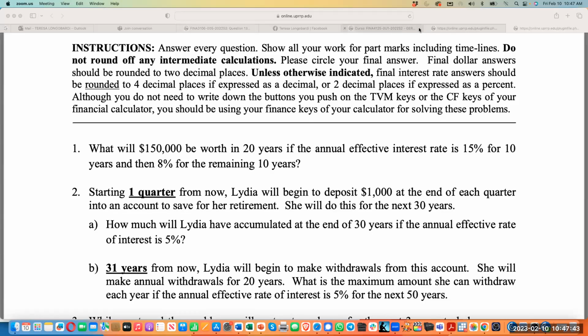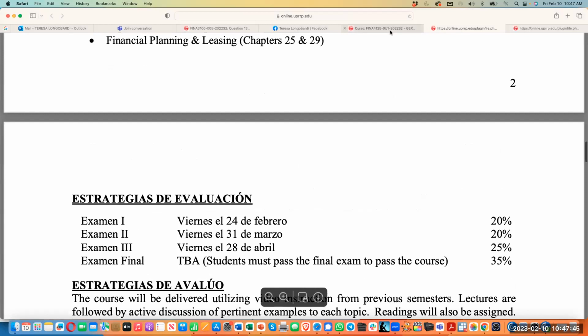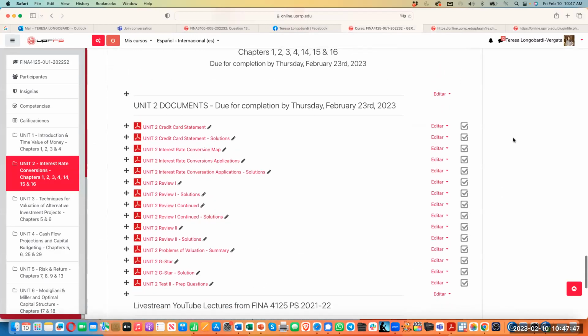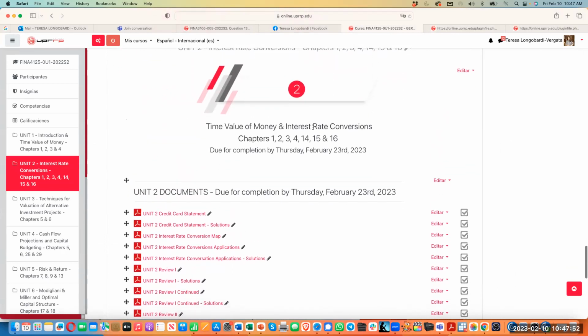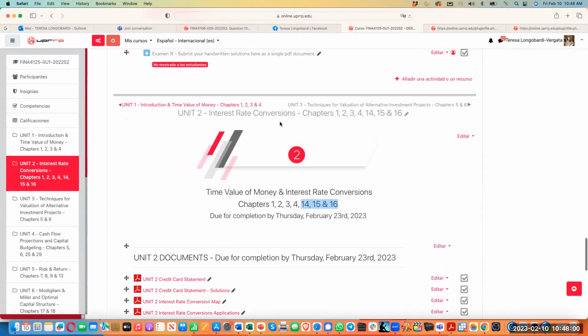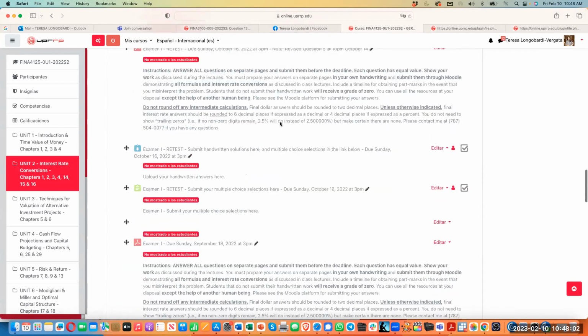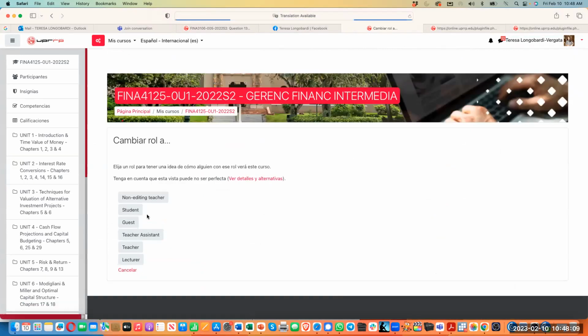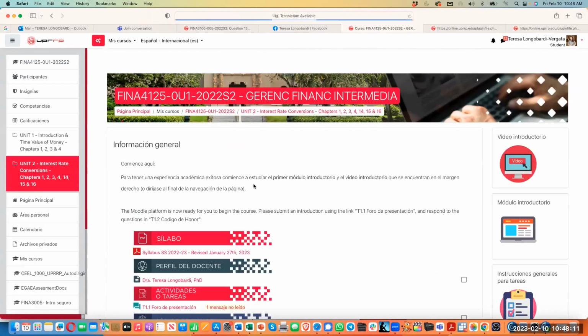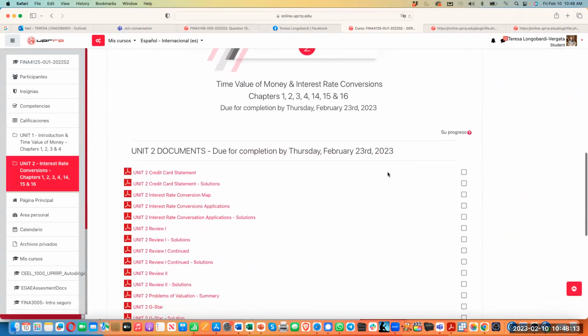All right, so in the platform, I opened up unit 2, which is a continuation, and I mentioned all these chapters, but those are just for reference. We're really focused on chapters on time value of money. This is part of time value of money. Let me show you the student view, because those are my tests on there.